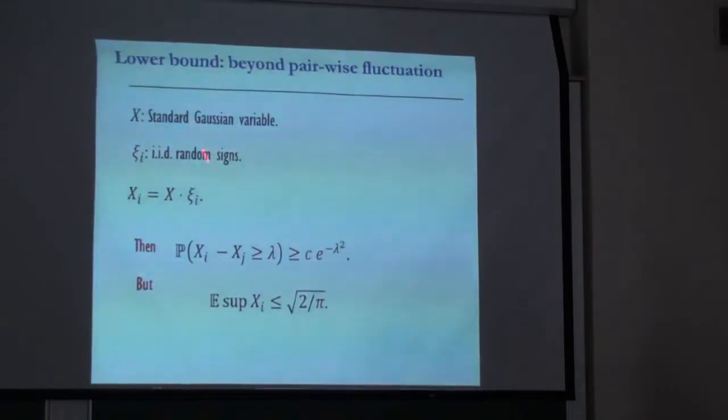So in order to prove lower bounds, you have to use more of the Gaussian structure, not just the pair distributions.